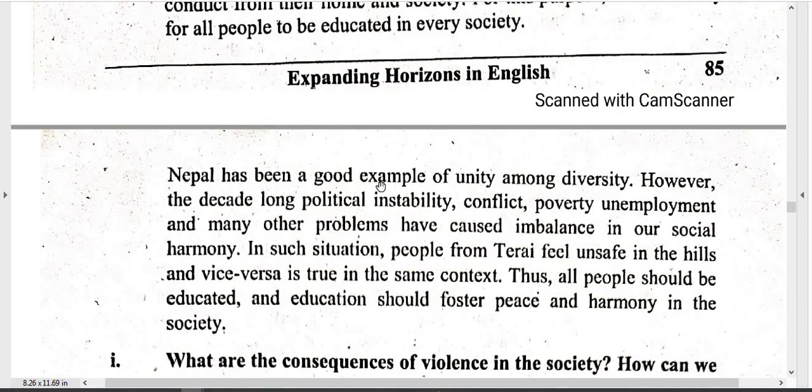Nepal has been a good example of unity among diversity. However, the decade-long political instability, conflict, poverty, unemployment, and many other problems have caused imbalance in our social harmony. In such a situation, people from Tarai feel unsafe in the hills, and vice versa is true in the same context. Thus, all people should be educated, and education should foster peace and harmony in the society.